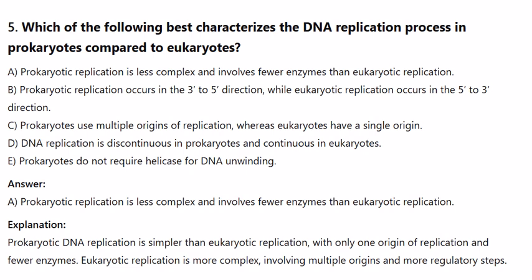Answer: A. Prokaryotic replication is less complex and involves fewer enzymes than eukaryotic replication. Explanation: Prokaryotic DNA replication is simpler than eukaryotic replication, with only one origin of replication and fewer enzymes. Eukaryotic replication is more complex, involving multiple origins and more regulatory steps.